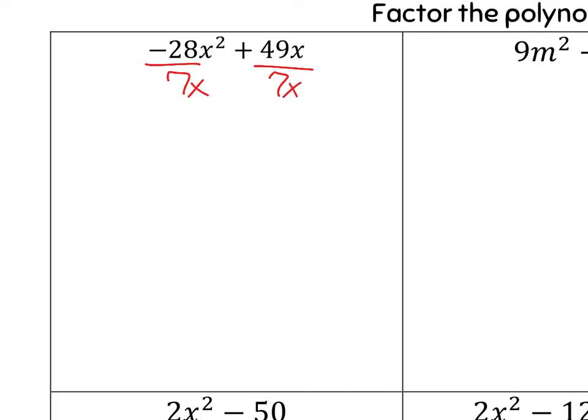Now, we talked about this forever ago, but if that first term starts with a negative, my GCF also has to be a negative. Okay, so I'm actually going to divide here. This is going to be negative 7x, open parentheses, and then we have these leftovers. Negative 28 divided by negative 7 is 4. And then x squared divided by x is x. 49 divided by negative 7 is negative 7. And x divided by x cancels out.